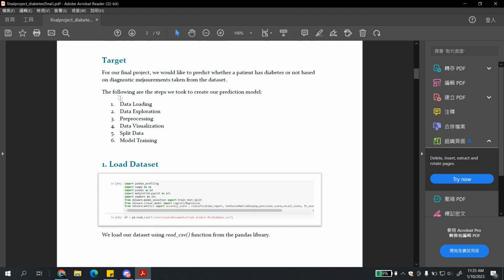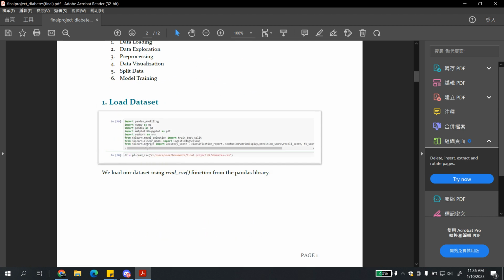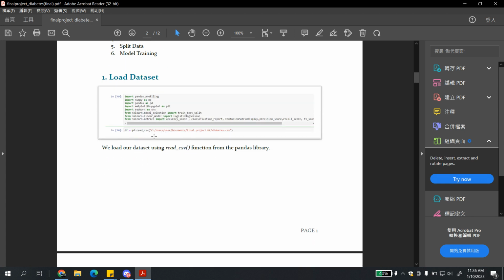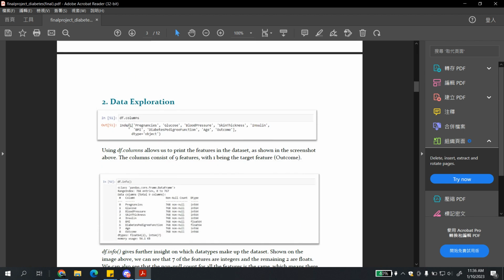These are the steps that we have taken to create our prediction model. First we have data loading, exploration, pre-processing, data visualization, data split, and model training. We first load the dataset using the pandas library, using the pd.read_csv function. Inside the data, we have 9 columns: pregnancies, glucose, blood pressure, skin thickness, insulin, BMI, diabetes pedigree function, age, and outcome.